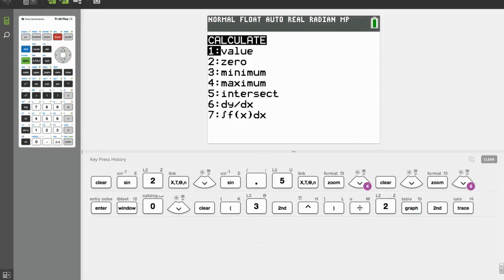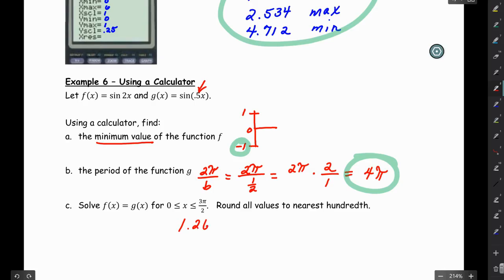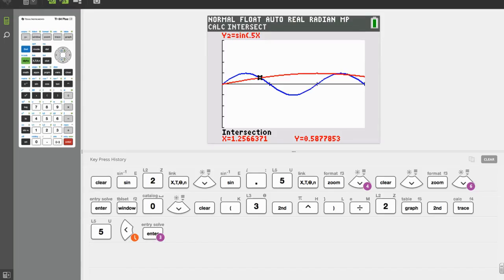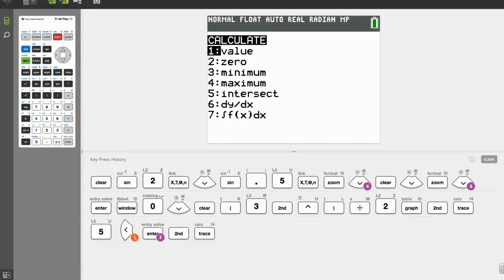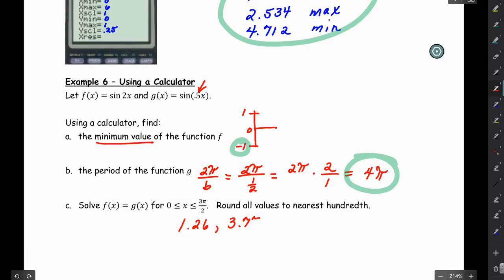Second trace, number 5 for intersect. Move the spider nearest to the first intersection, hit enter 3 times. So the first intersection happens at 1.26. Go back, second trace, number 5. Move the little spider near the next intersection point. Hit enter 3 times. First curve, enter. Second curve, enter. Guess, enter. And we get a value of 3.77.